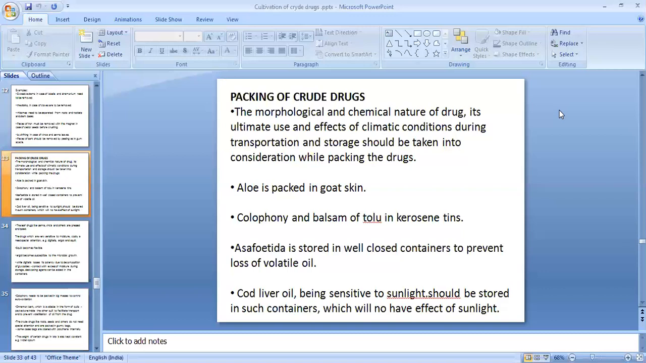Aloes are packed in goat skin, maybe to prevent chemical changes. And colophony and balsam of tolu are packed in kerosene tins to prevent oxidation. And asafoetida is stored in well-closed containers to prevent the loss of volatile oil. And next, the fixed oils, especially cod liver oil and fish oils, are highly sensitive to light. So they should be stored in a light resistant container, maybe amber colored containers, so that the sunlight will not have an effect on the oil which is stored inside.